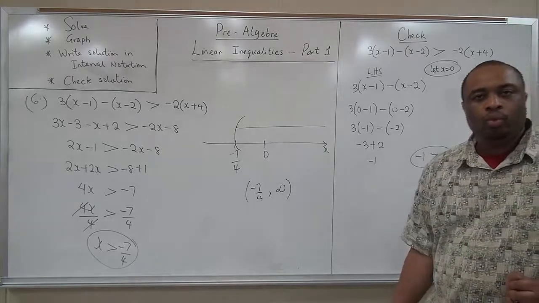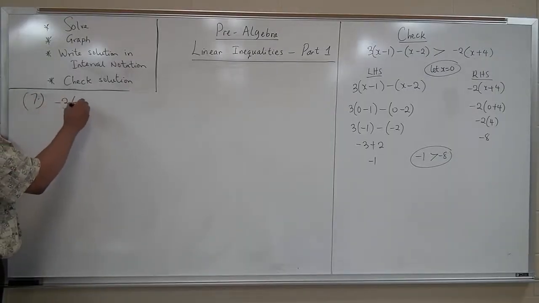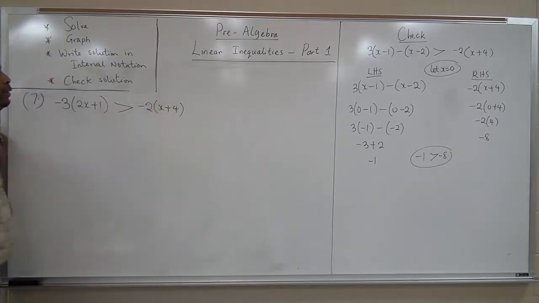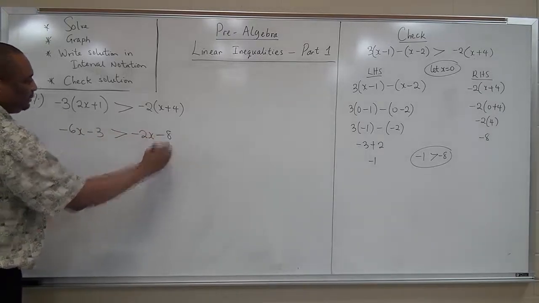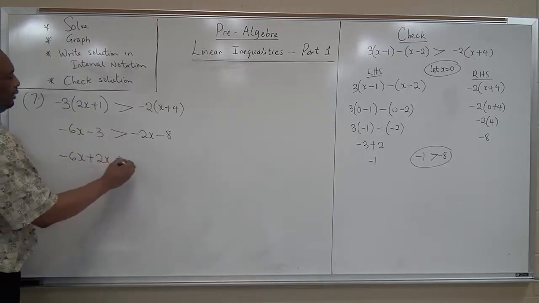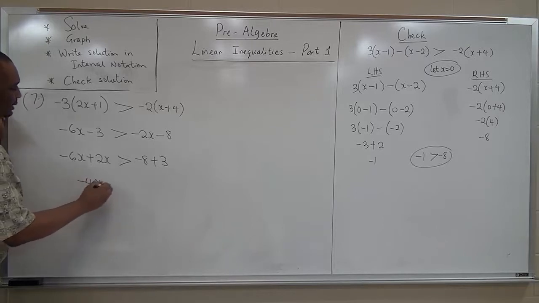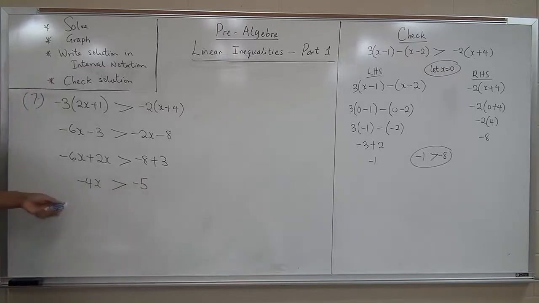Last but not the least, question 7. Negative 3 times 2x plus 1 greater than negative 2 times x plus 4. Apply the distributive property. We have negative 6x minus 3 greater than negative 2x minus 8. Bring like terms together. Negative 6x plus 2x greater than negative 8 plus 3. Negative 6x plus 2x gives you negative 4x greater than negative 8 plus 3 gives you negative 5. And now we have to divide by negative 4.